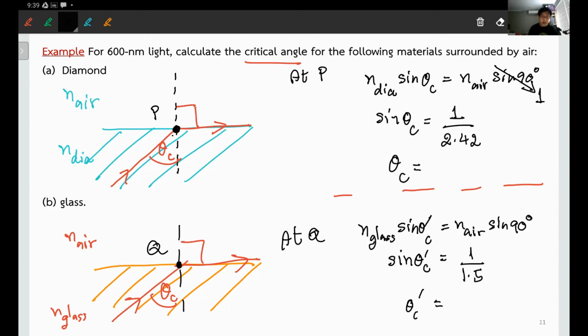Okay, everyone, try calculating this. I'm doing it as well. So let me do inverse sine of 1 over 2.42. It's about 0.413. And I'm going to do the inverse of that. There you go. It's about 24 degrees approximately. Okay, you guys calculating with me right now?